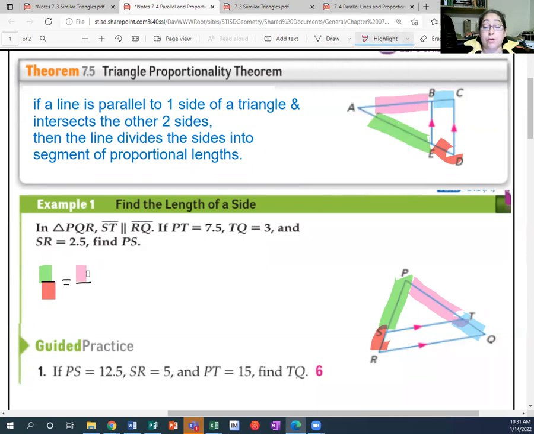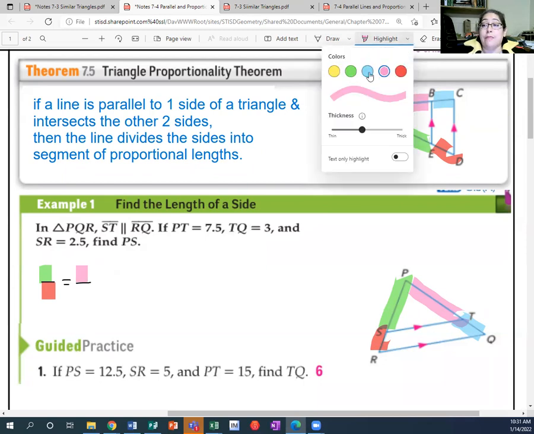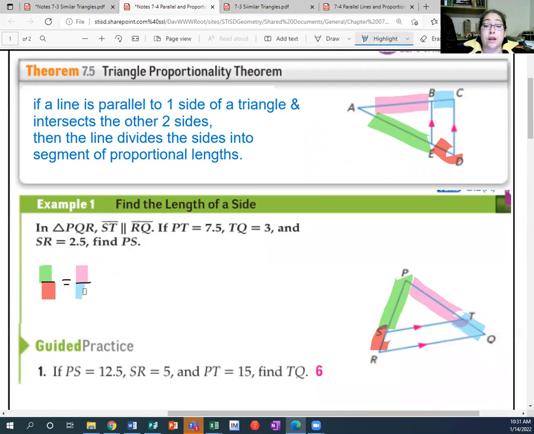The pink and the green are both numerators because they're both kind of the longest portions. And the blue and the red are in the denominator together because they're the shorter portions. Could you have flipped these ratios the other way and written the short pieces on top and the long pieces on the bottom? Yeah, you could have.